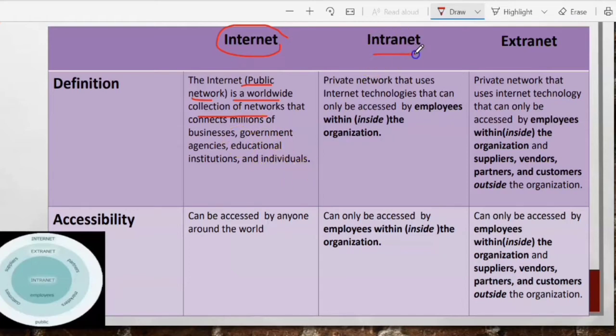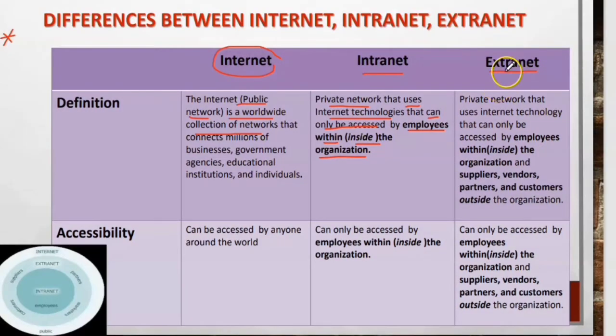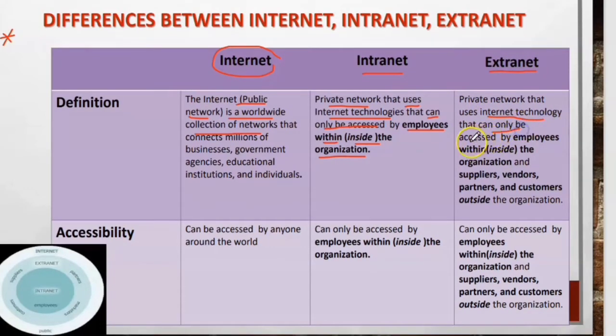If intranet, private network, they use internet technologies that can only be accessed by employees inside the organization. Remember, intranet can only be accessed by employees inside the organization. Okay, next, extranet: private network that uses internet technology that can only be accessed by employees inside the organization, and suppliers, vendors, partners, and customers outside the organization.